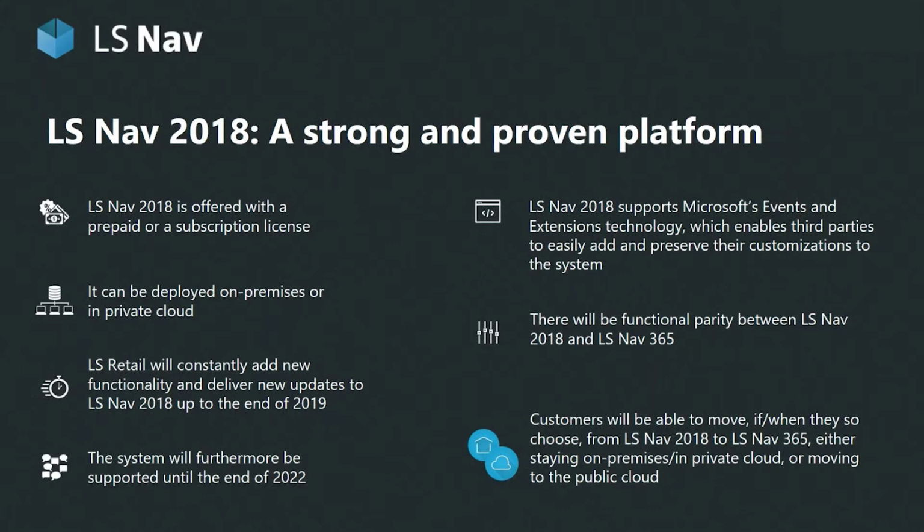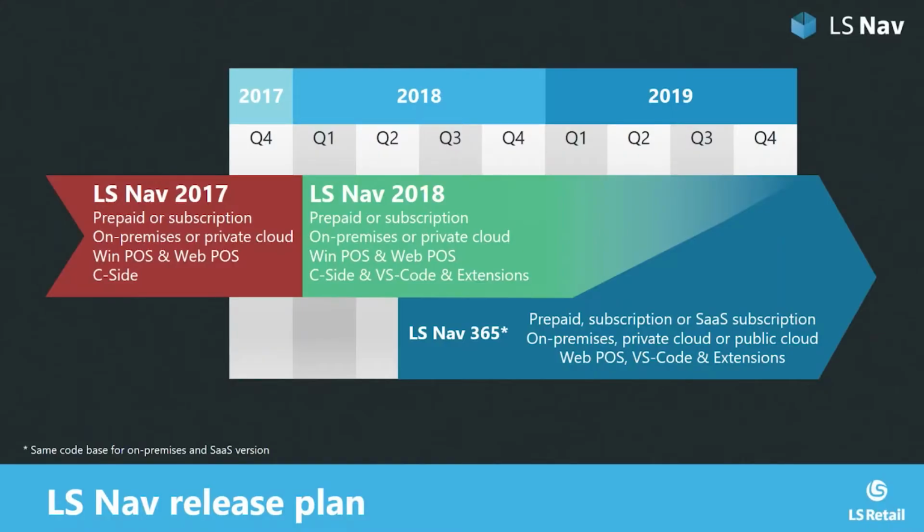LS Nav 2018 supports Microsoft Events and Extension technology, which enables third parties to easily add and preserve their customizations to the system. There will be a functional parity between LS Nav 2018 and LS Nav 365. Customers will be able to move if and when they so choose. LS Nav 2018 is a logical continuance of LS Nav 2017. LS Nav 2018 is utilizing new technology that will make upgrades easier, simpler and faster.